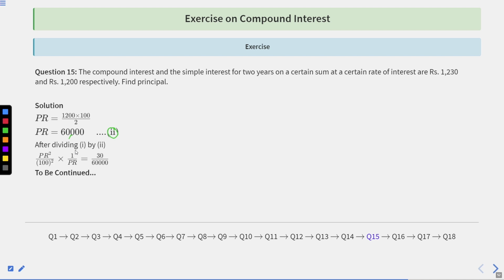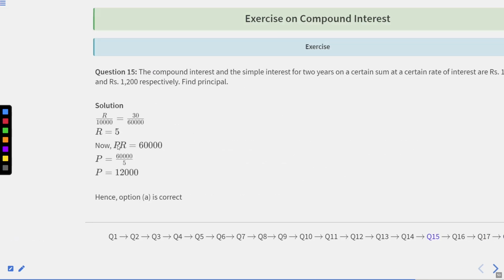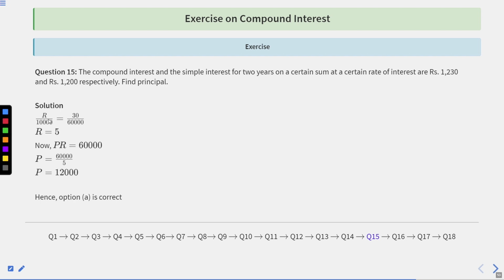So now dividing equation 1 by equation 2, you will have PR squared upon 100 into 1 upon PR equal to 30 upon 60,000. So R upon 10,000 is equal to 30 upon 60,000. So R will be equal to 5. And now PR is 60,000. That means P is equal to 12,000. So the correct option here is option A.